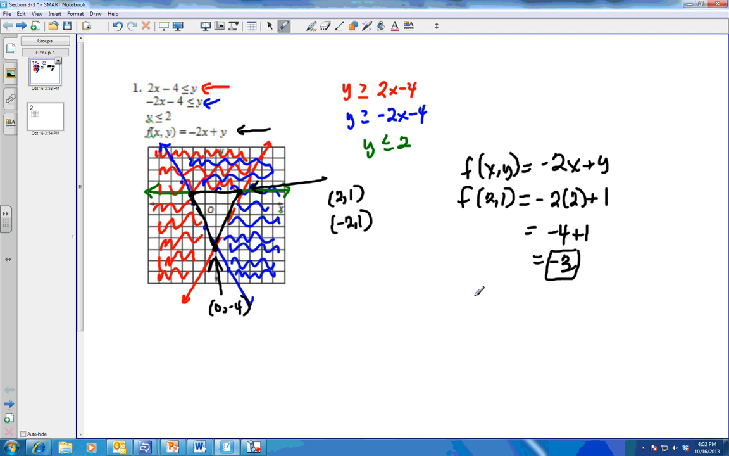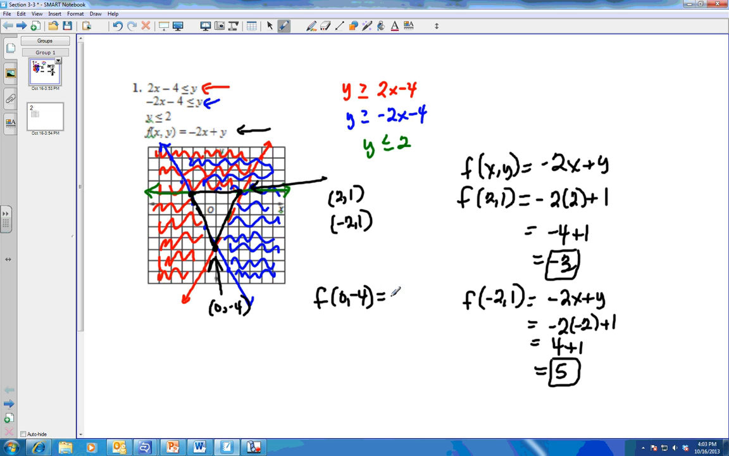Okay, now I'm going to do it again for my next point, f of negative 2, 1. So I'm plugging negative 2, 1 into this equation again. So negative 2 times negative 2 plus 1, 4 plus 1, so that answer is 5. And over here I'll do this point. F of 0, negative 4 equals, and I'm still plugging it into that same equation, negative 2 times 0 plus a negative 4, and I get negative 4.